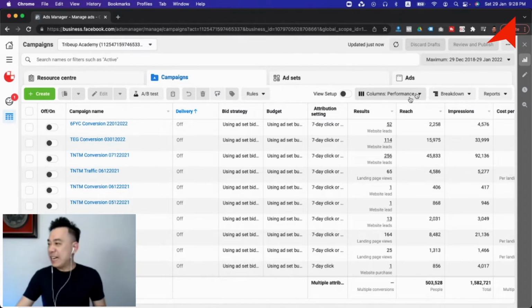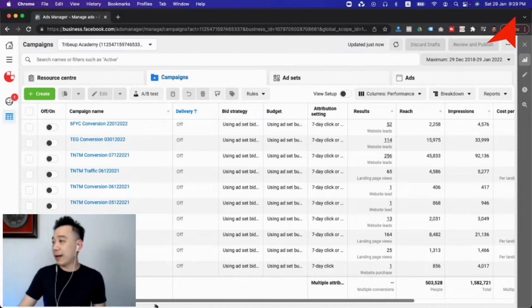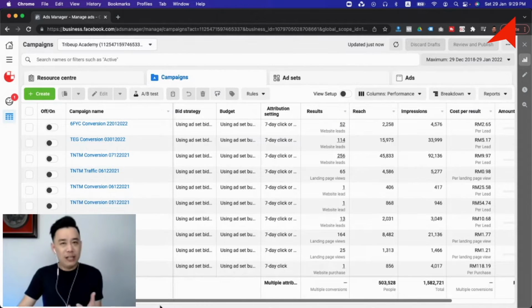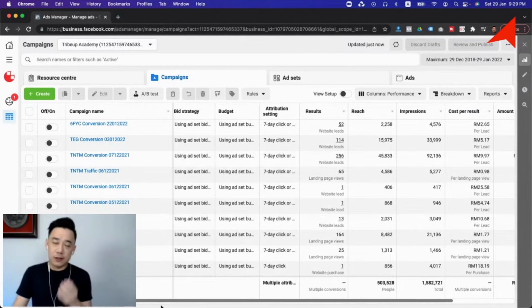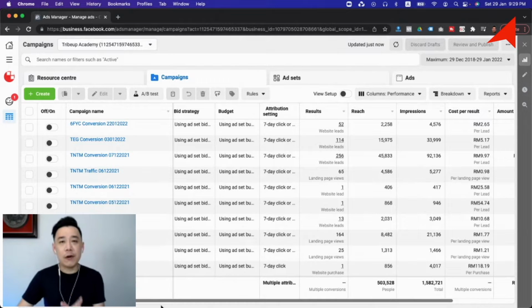So when you are in here for the first time, fundamentally you'll be looking at the performance column, which is the default column, where you'll be seeing numbers like results, reach, impressions, and all that. And a lot of people are really obsessed with cost per result. However, I really want to clarify that cost per result is not how you pay for Facebook advertising. How you pay Facebook is actually through CPM, cost per 1,000 impressions.